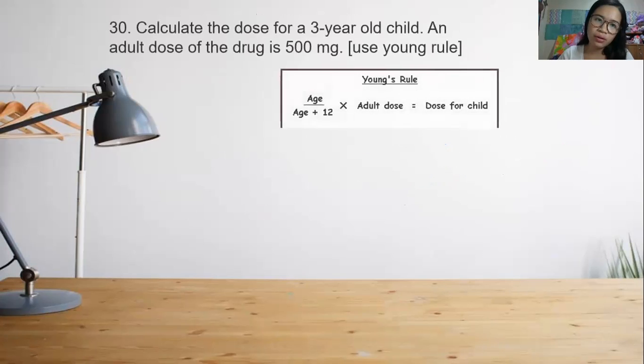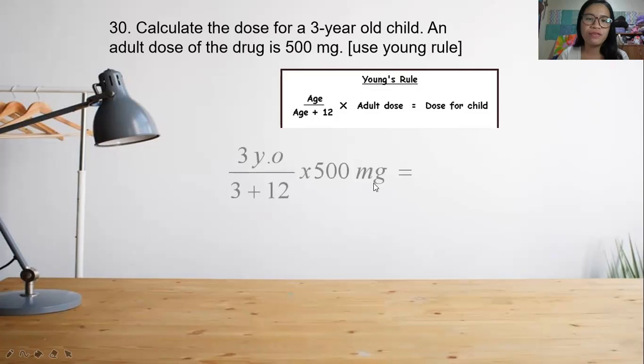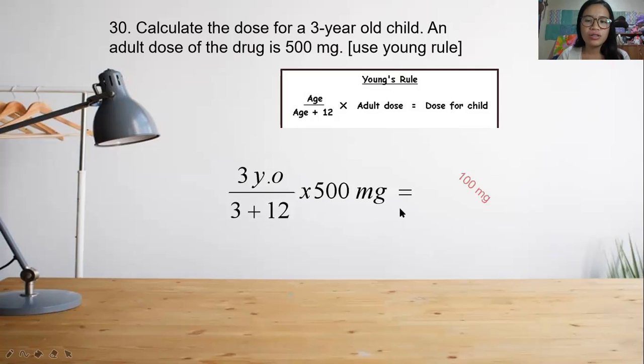And the last number, calculate the dose for a 3-year-old child. An adult dose of the drug is 500 milligram. Use Young's rule. In here, this is very simple because Miss already indicated what rule we are going to use. So the equation for Young's rule is age divided by age plus 12 times the adult dose equals the dose for the child. So the age here is 3 years old divided by 3 plus 12, which equals 15. So 3 divided by 15 times the adult dose of 500 milligram equals 100 milligram dose for the child.